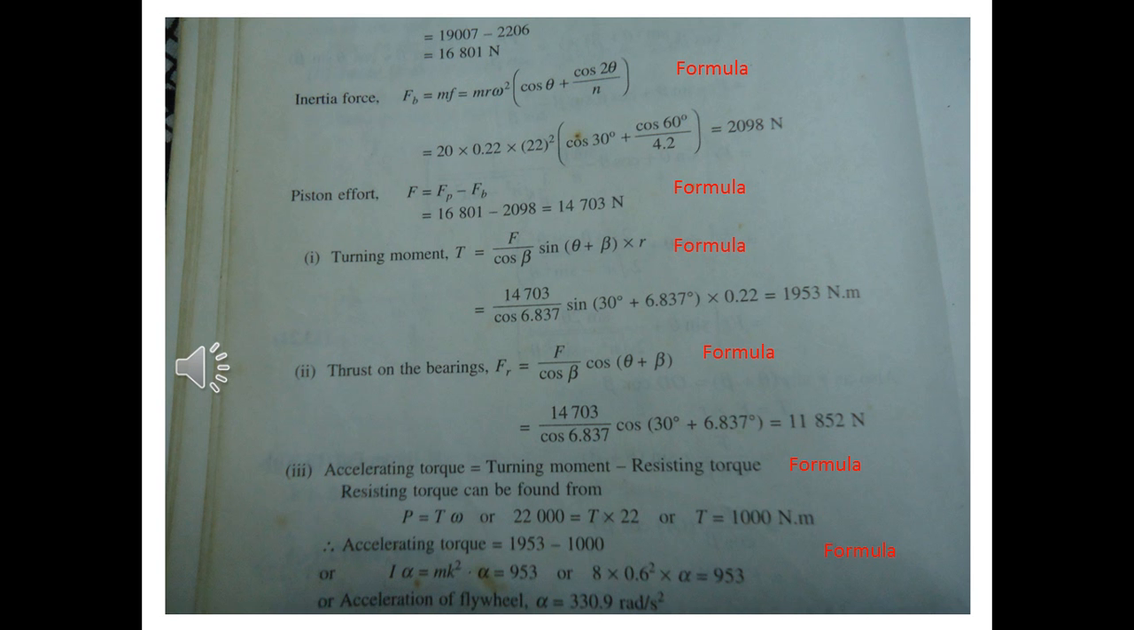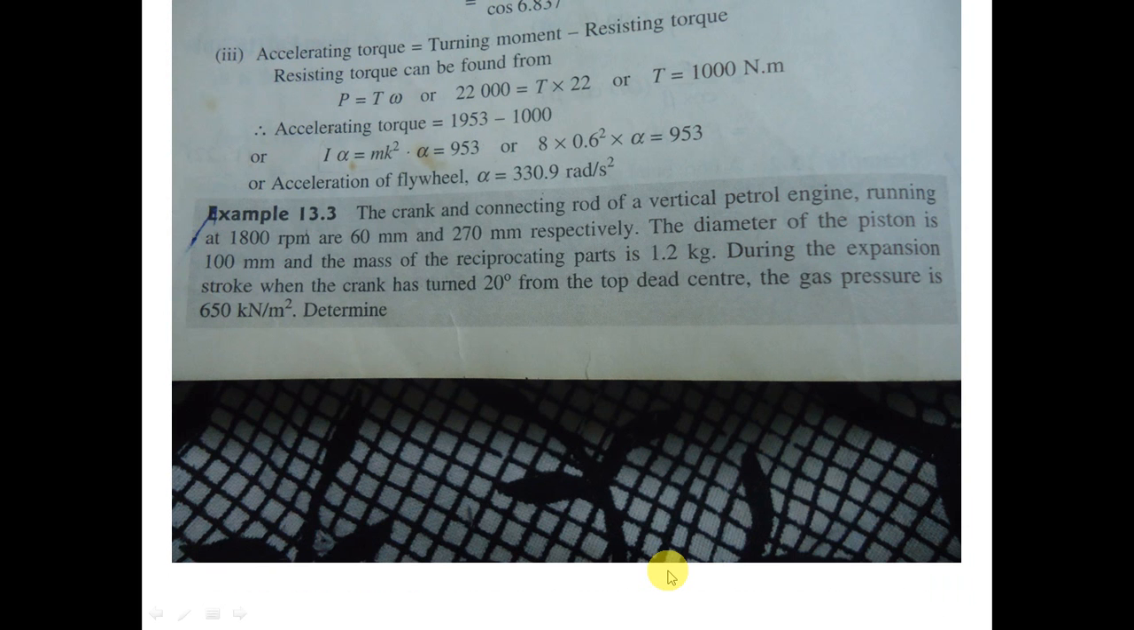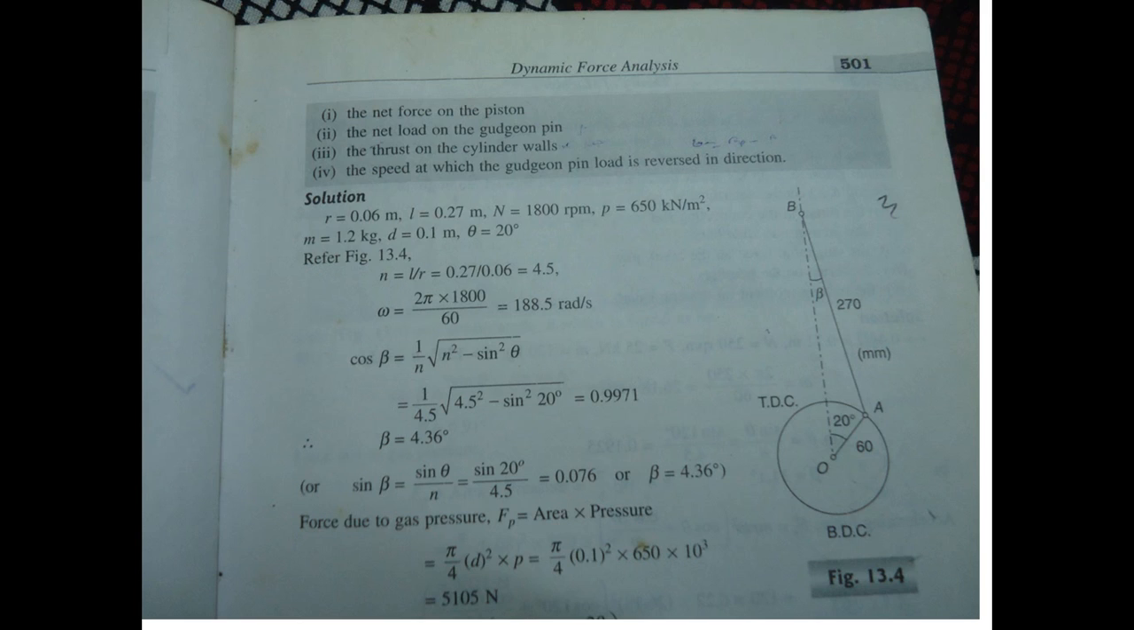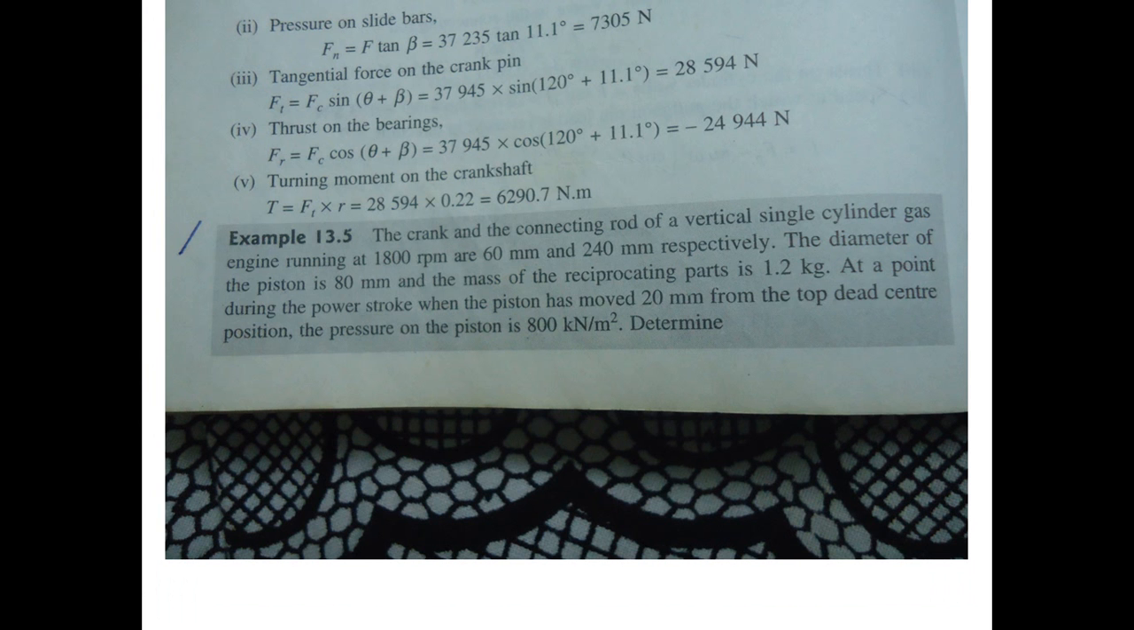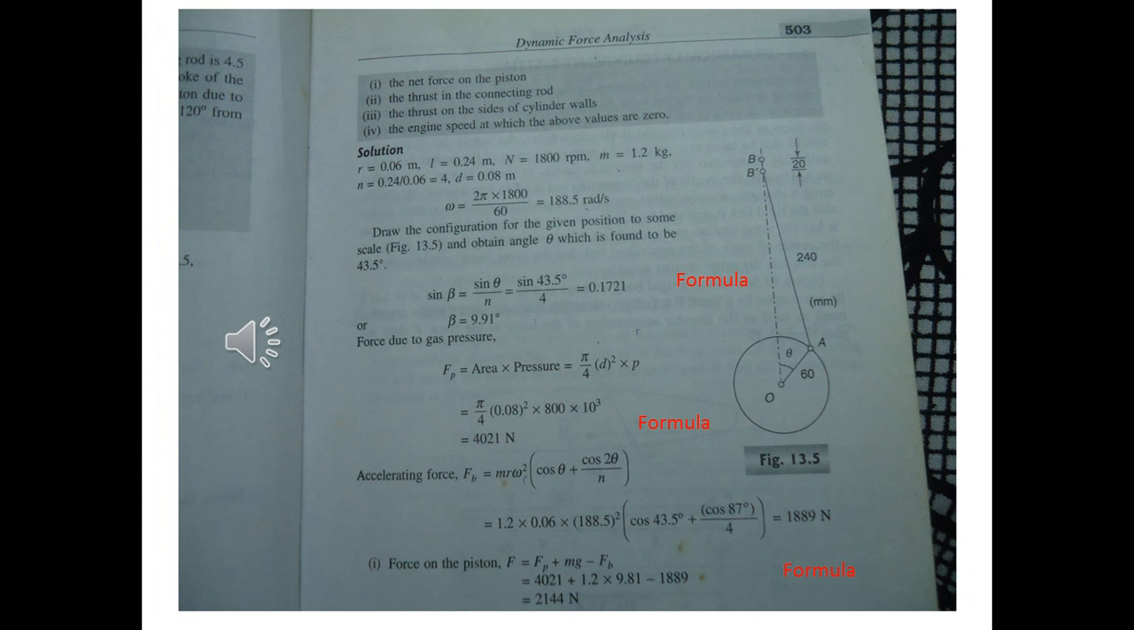So the accelerating torque is the turning moment minus the resisting torque. All these are formulas. Based on the given data, after substituting the values, you will be able to find the results. Anybody can understand it if you go through it, because it is basically based on formulas. The data will be given, substitute the data, and determine the results.